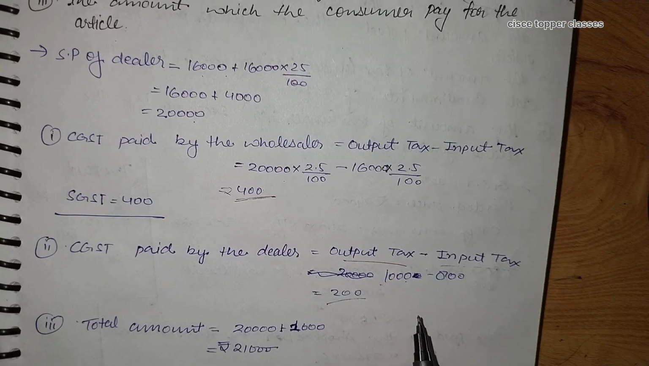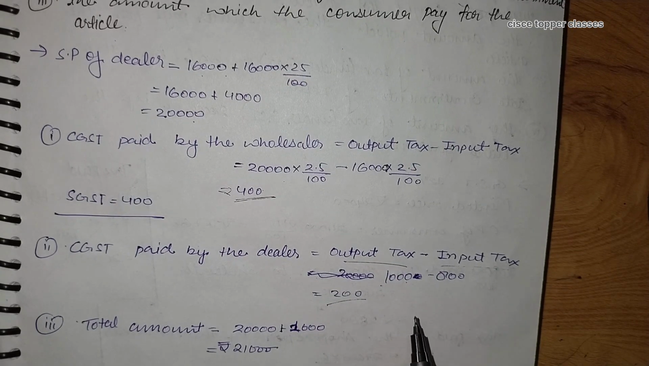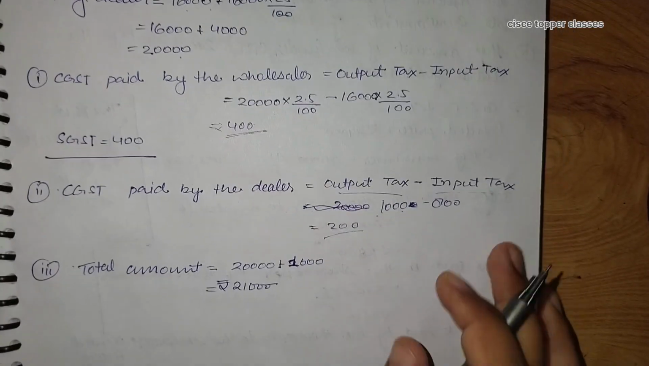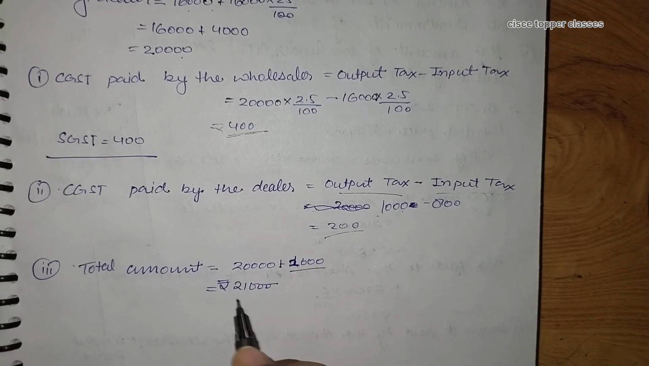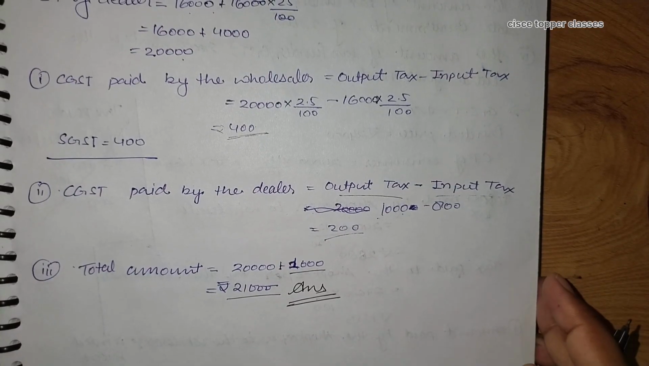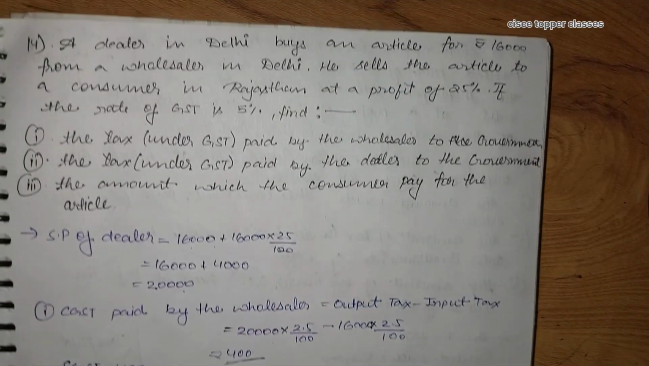Now for the third part, the amount which the consumer pays for the article will be the total amount 20,000 plus the IGST, which will be 21,000 as the final answer in this question. And this is the solution of question number 14.